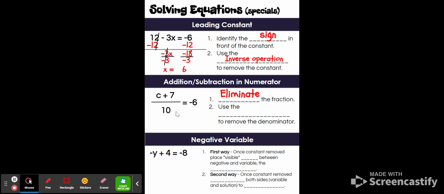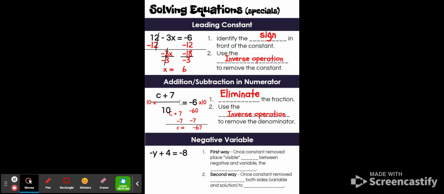So we're going to eliminate this fraction basically by using the inverse operation and multiplying both sides by 10 off to the side, remember, because that's how we multiply fractions. That's going to cancel out my 10 and my 10, or 10 over 10, and leave me with that c plus 7 and negative 60 on the right side. And then I'm just left with plus 7, and the opposite of plus 7 is minus 7. So I'm going to subtract 7 on both sides, and that's going to leave me with c equals, on this side, because that cancels the 7 and negative 7, and this is a negative 67.